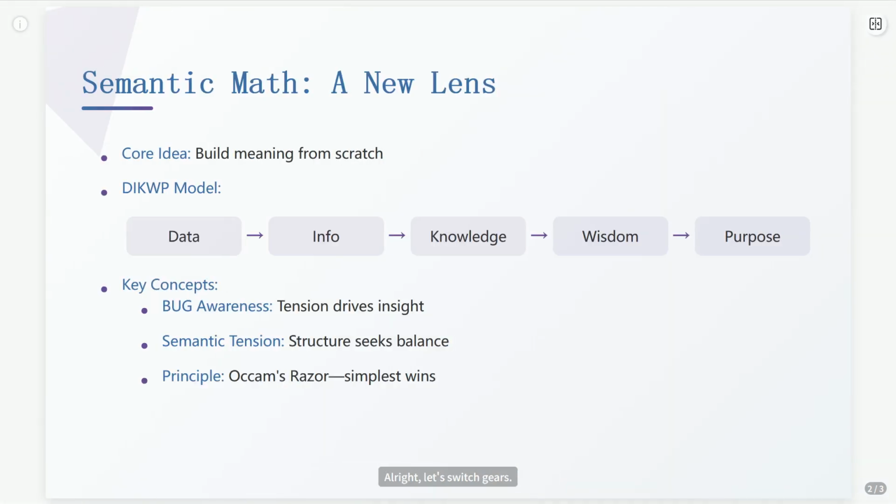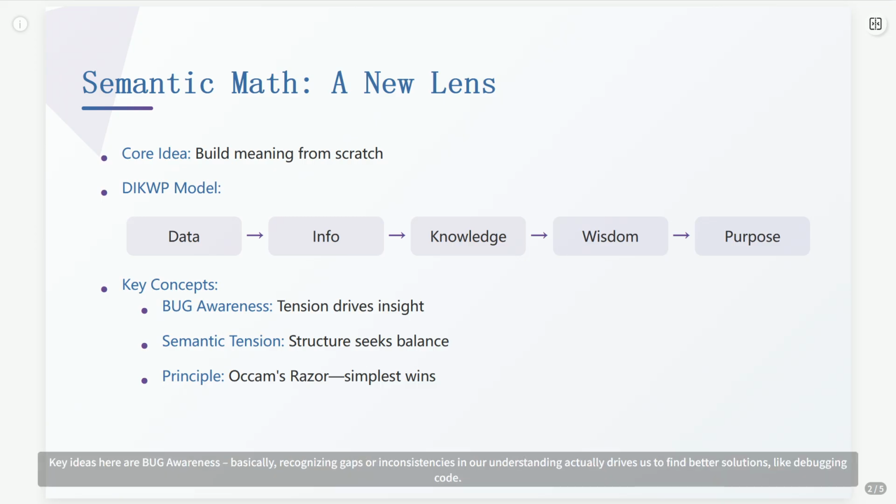Alright, let's switch gears. Forget just crunching numbers for a second. Enter semantic math, a framework that builds understanding from the ground up. Think of it as building meaning, not just equations. We use the DIKWP model, data, information, knowledge, wisdom, purpose, to dissect concepts. Key ideas here are bug awareness. Basically, recognizing gaps or inconsistencies in our understanding actually drives us to find better solutions, like debugging code.